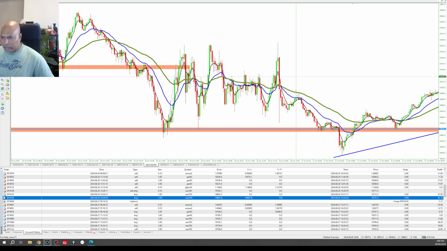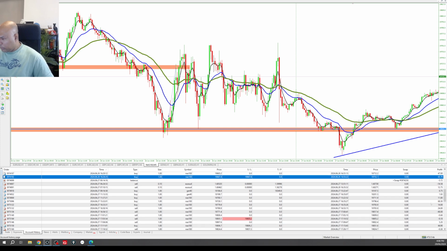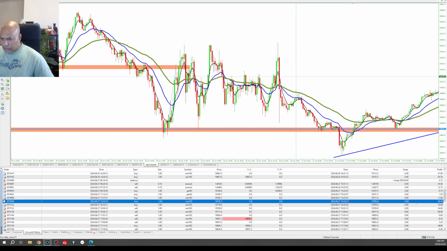One I entered after this, around this area. It's a bit smaller. So that was around $50. Then I went back to the next trade. That was NAS, next day.